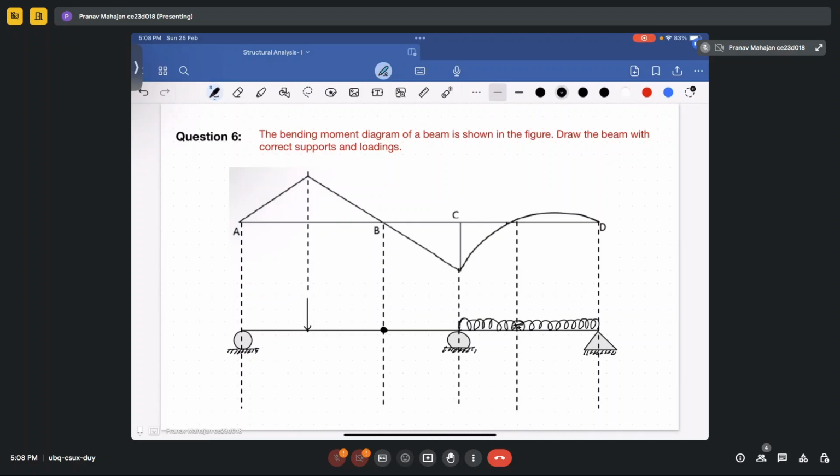If you are provided with a linear profile, this is your linear profile, this is your 2-degree profile, and this is your loading diagram.